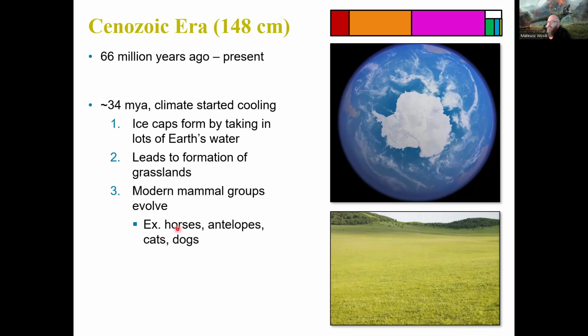The fast runners like horses, antelopes, cats, dogs, the various types of big cats that we see on the planet, like cheetahs and things like that. These animals run fast now because they have to be able to move from one location to the next.